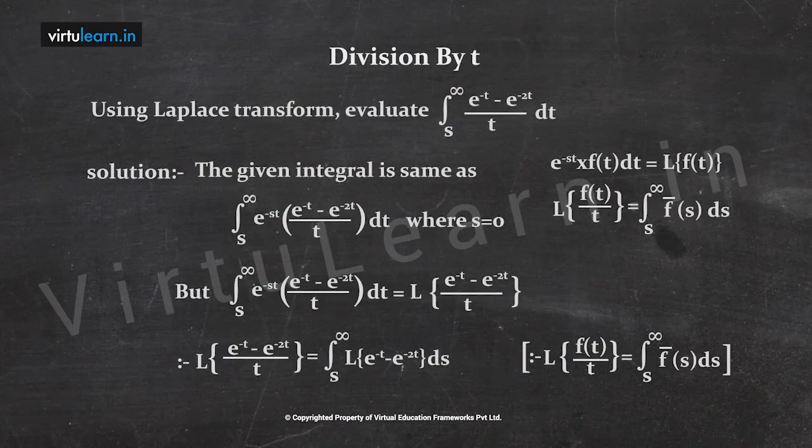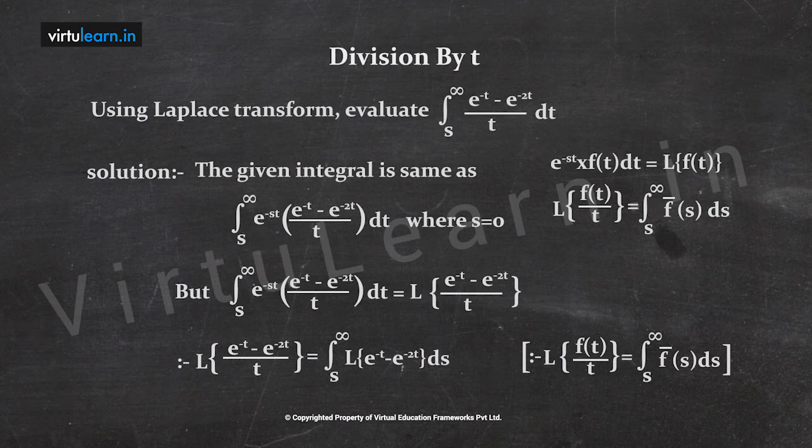Using the Laplace transform, evaluate the integral 0 to infinity of (e power minus t minus e power minus 2t) by t into dt. Now if you want to calculate the Laplace transform of this function, how many functions are available here? Now observe this one. Integral 0 to infinity e power minus st, (e power minus t minus e power minus 2t) by t into dt, where s equal to 0. Means if s equal to 0, directly we are getting the same question only.